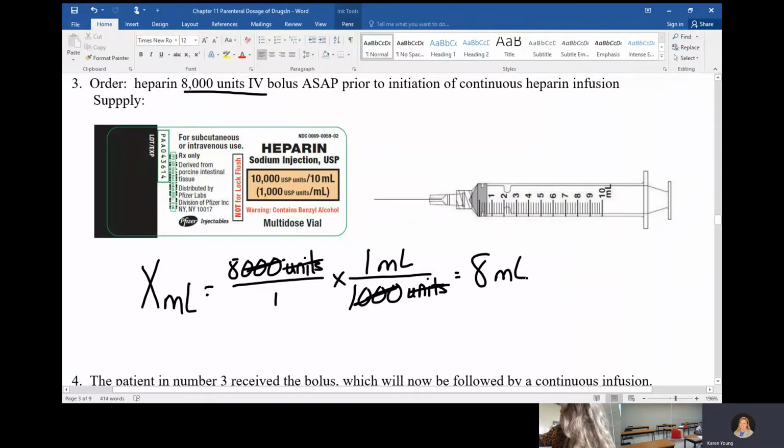Now, I couldn't give the 8 milliliters in a 3 milliliter syringe, could I? And when it's an IV, we can use the 10 milliliter syringes. Okay? My pen doesn't want to line up. Pretend that's on 8, like it's supposed to be.